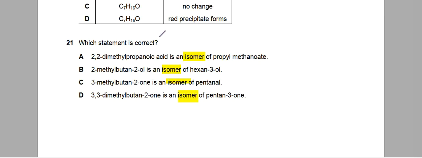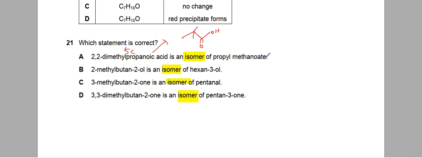the skeleton. For this one here, propanoic is 1, 2, 3 carbons, with the COOH there. So propanoic acid group, and then the 2 methyls on the second carbon. So this is 5 carbons.